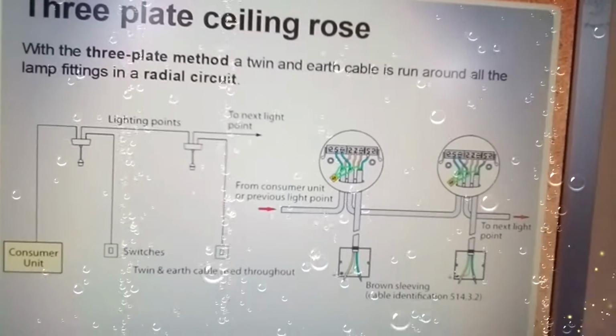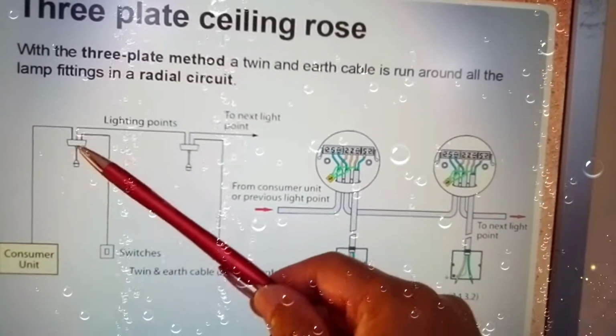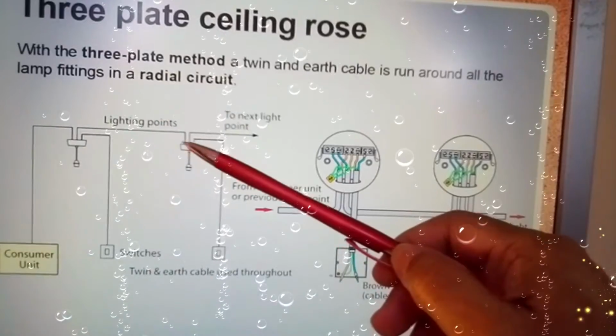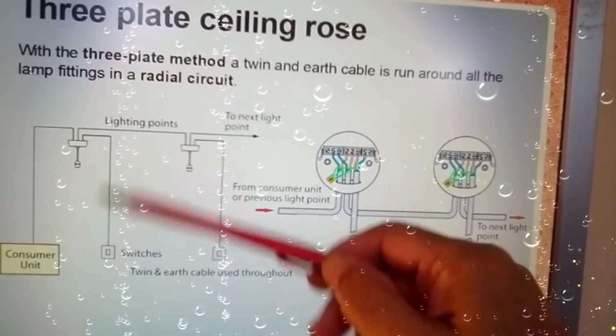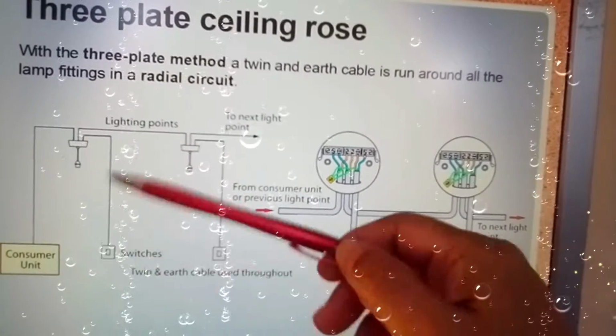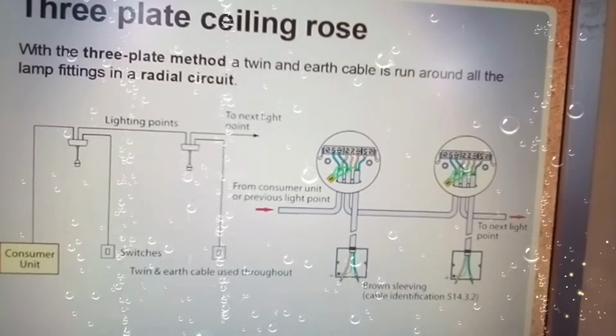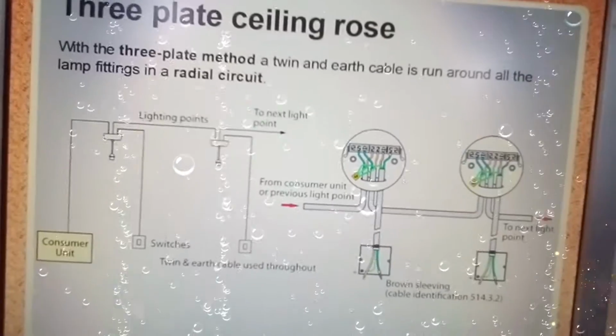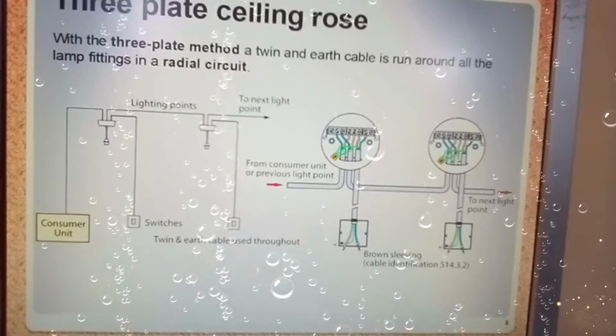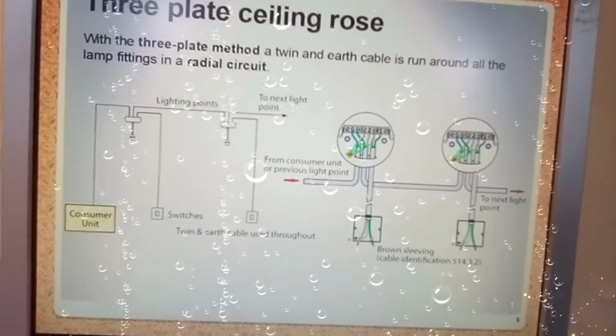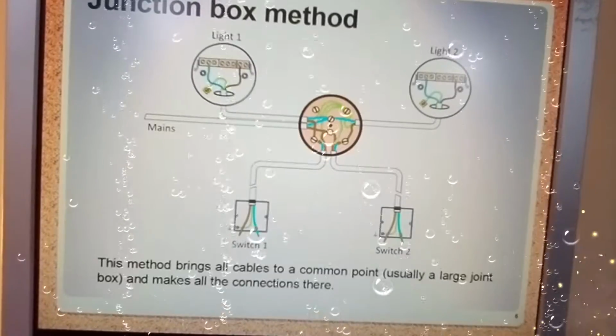Right, here, consumer unit to your ceiling rose. Then if you need be, you can go to another light. You can then drop off for your switching, etc. This is an endless system, quite an efficient system actually as well, and one that is still constantly being used.